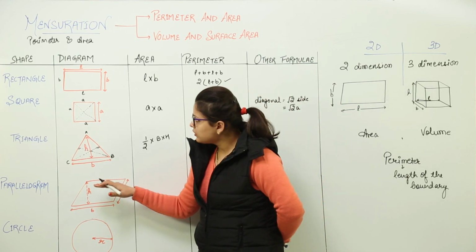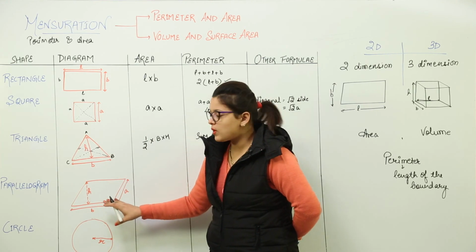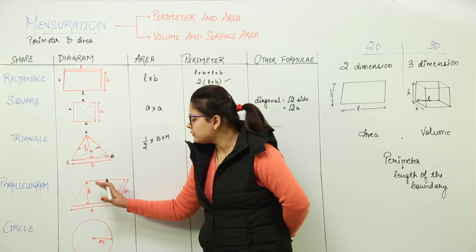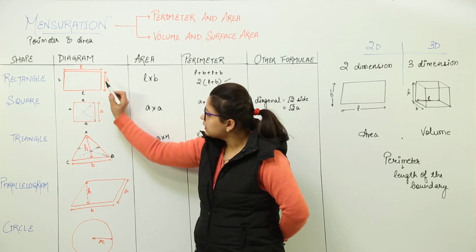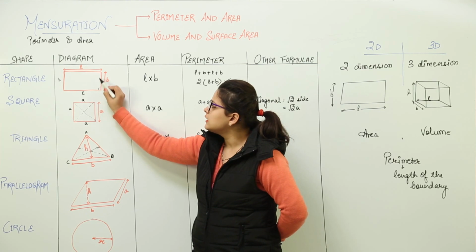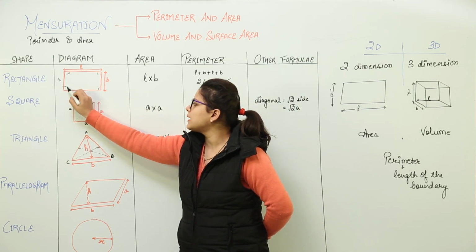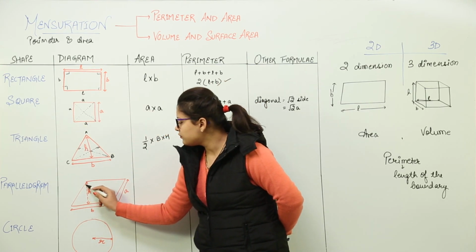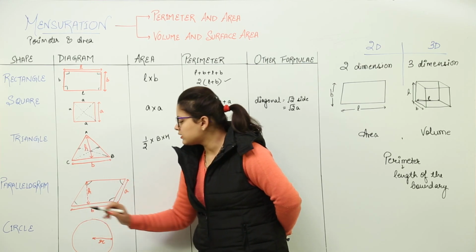Now see, a parallelogram looks a lot like a rectangle, but it is not. Why? Because here the opposite sides are equal and parallel, but they are at some angle. Over here in a rectangle all your angles are 90 degrees, but that is not the case in a parallelogram. Here you would notice the angles are different, right? So this makes it a parallelogram and not a rectangle.